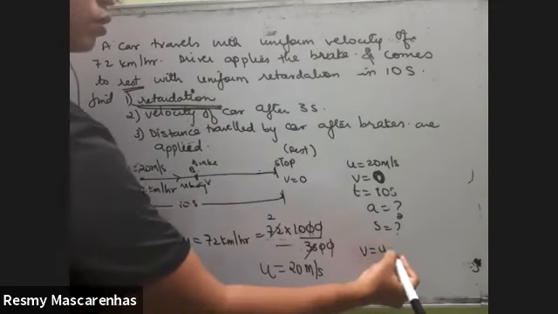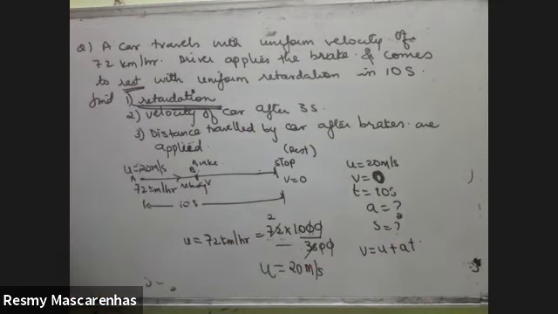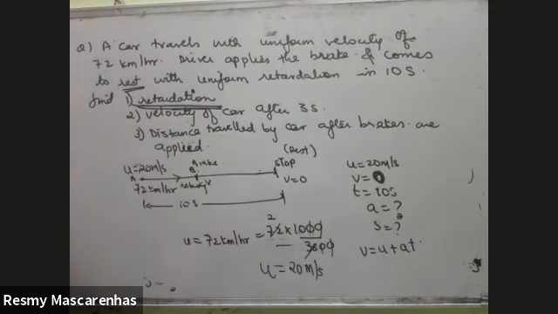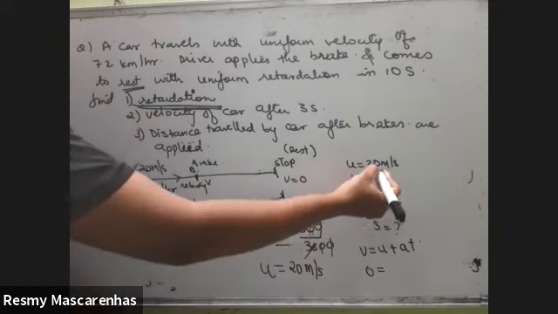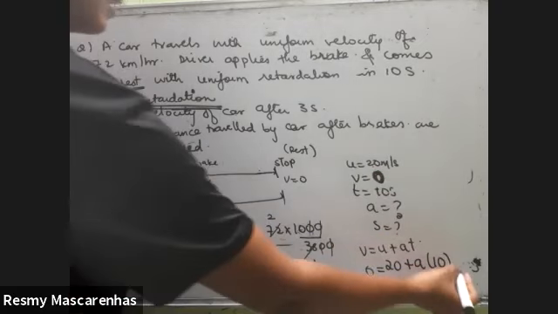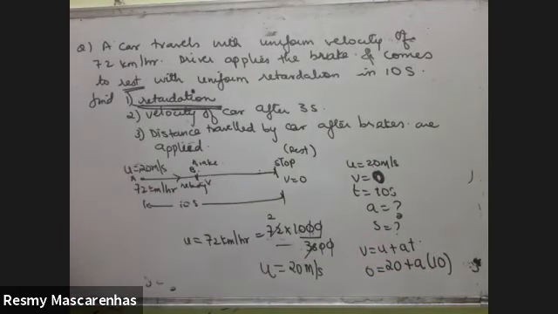So V is equal to U plus at. Calculate. Full retardation it is. This brake part is later. Distance traveled by the car after the brakes are applied. This is full retardation. So V is anyway 0. U will be 20. A we have to calculate, and time is 10. So just tell me what retardation you are getting. Calculate and tell.